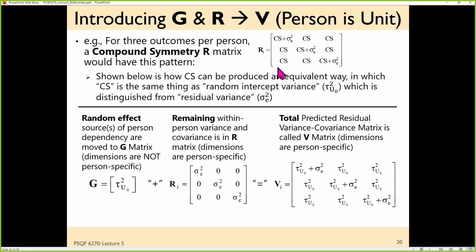So if you compare this V on the bottom to this R on the top, they are exactly the same with different notation. I've still got sigma squared E, which is the variance of the E residuals. The CS thing is taken over by tau squared, which is the variance of these random intercepts. So the question is, okay, what is this U thing, and why does it get a variance?